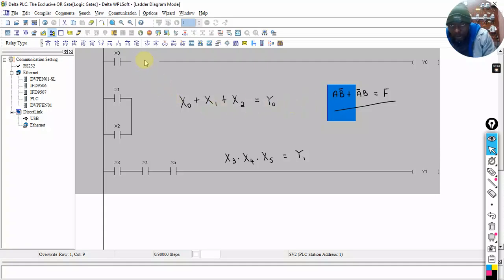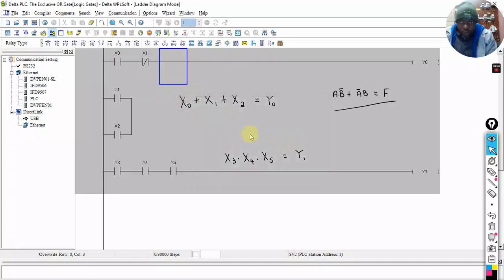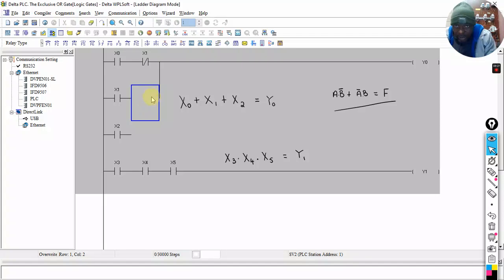So what we're going to do is say a normally closed X1. You're going to say X1 there. Normally closed, but it's X1. Because it's series, it is therefore an AND scenario where the one is normally open and the other one is normally closed. But it's OR, meaning a parallel scenario, where again I'm going to come here and delete the vertical line. Okay, now I'm going to close this.